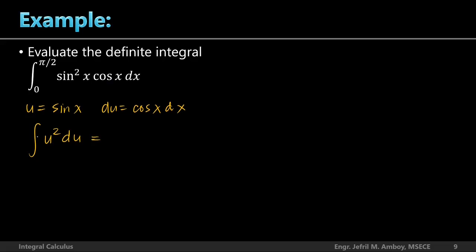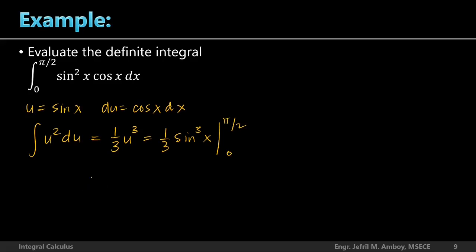Tapos, wag nating ilalagay yung limits. Again, why? Because 0 and pi over 2 corresponds to values of x. Okay? I-integrate mo na lang muna. So, magiging 1/3 of u cube. Tapos, yung u, ibalik natin sa original na variable na x. 1/3, ano yung u na ginamit natin? Sine x. So, sine cube of x. At ito ang i-evaluate natin from 0 hanggang pi over 2.